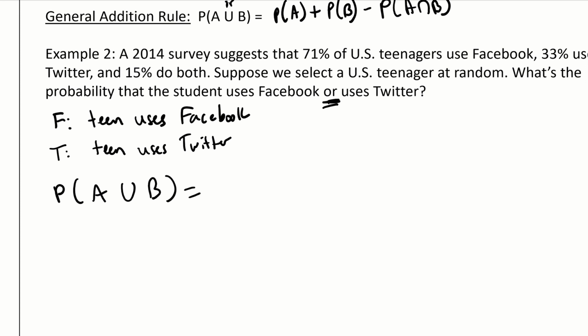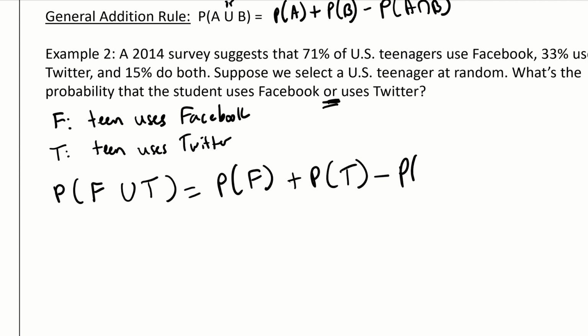All right, so according to the general addition rule, it's the probability, so I put A or B, sorry, I should have put F or T, so Facebook or Twitter. It's the probability of a teen selecting Facebook plus the probability of a teen selecting Twitter minus the probability that a teen selects both, uses both platforms.